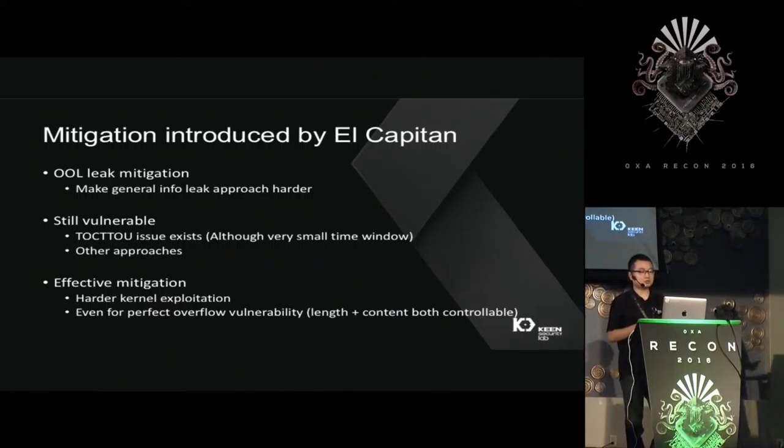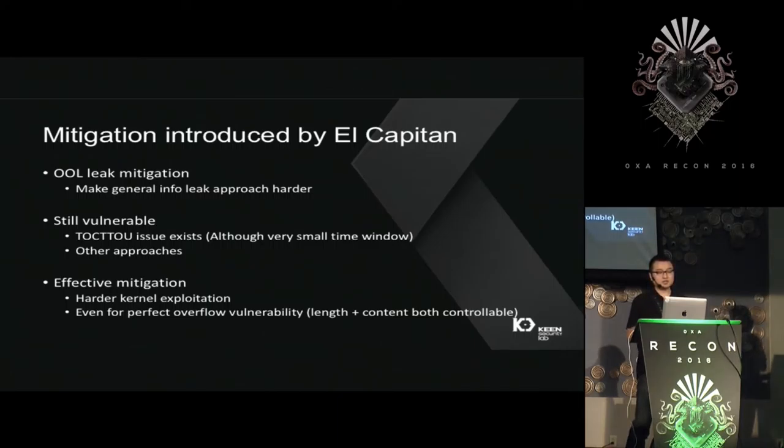But overall, the mitigation introduced by Apple in El Capitan is very effective. Although the TOCTOU issue still exists, it is not very reliable because the time window in between the two checks is very short. If you fail to race to get some instructions to execute in another thread in between, then you will receive a panic, which is not very reliable. So such a mitigation makes it harder to exploit the kernel, especially if you don't have a separate info leak vulnerability.